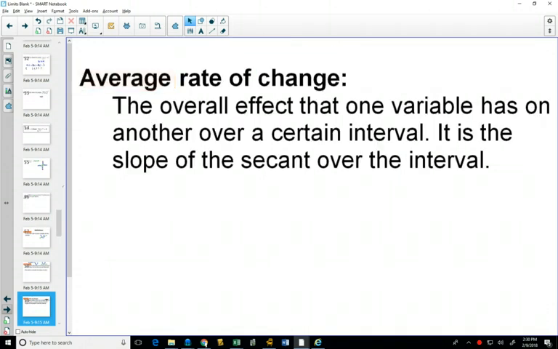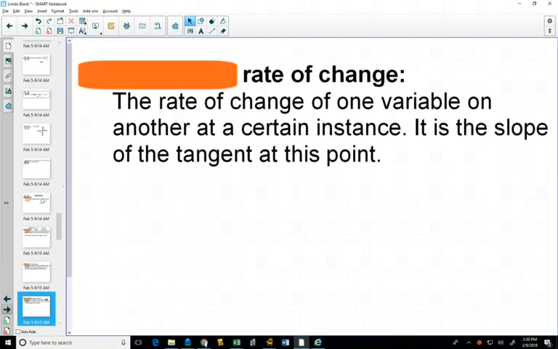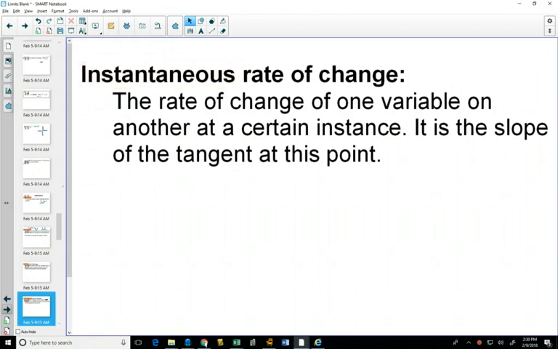Now, when we talk about rates of change, there are two rates of change that we're going to be looking at. One is an average rate of change, and the other one is an instantaneous rate of change, which we'll get to in a second. You can write it down: average rate of change, instantaneous rate of change.